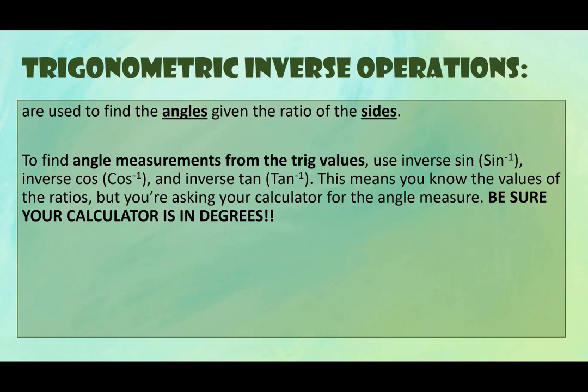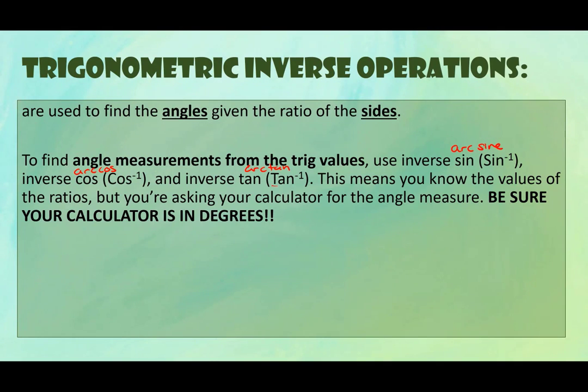Now we have the inverse of sine, or sine to the -1. We can also call this arc sine, and that's actually a little bit easier to say sometimes. So you might hear me say inverse sine, you might hear me say arc sine. We also have inverse cosine or arc cosine, and we have inverse tan or arctan.